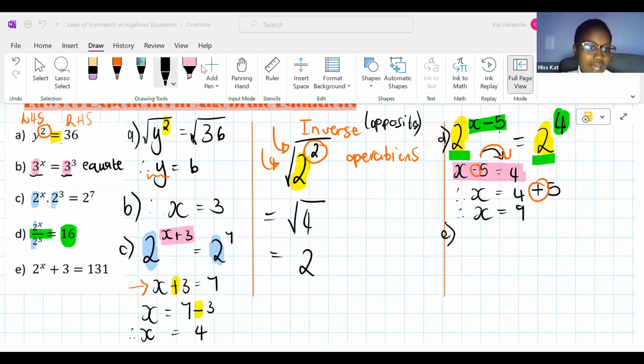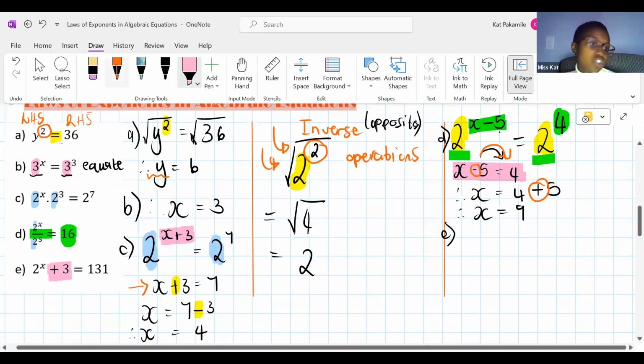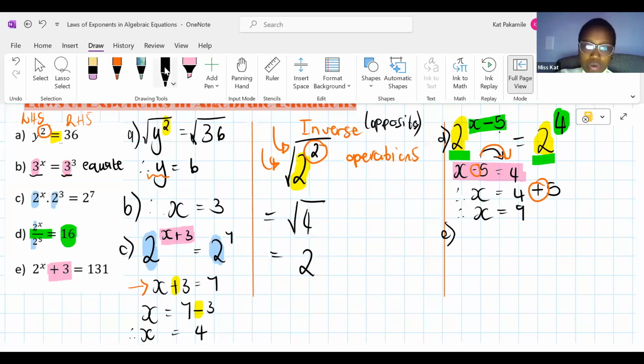Mpo says, let us start by getting rid of this 3. Because how will you have the same base if you still have a 3 that's just chilling there, right? So if we had 2 to the x plus 3 equals 131, Mpo says, get rid of this 3, take it over to the other side.